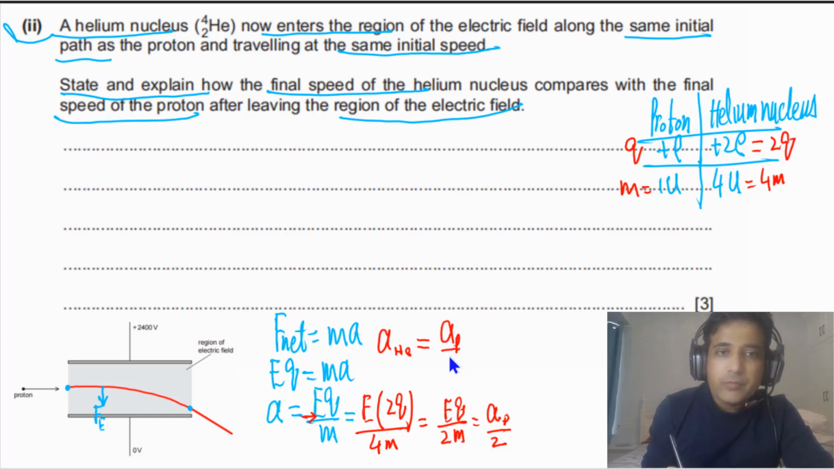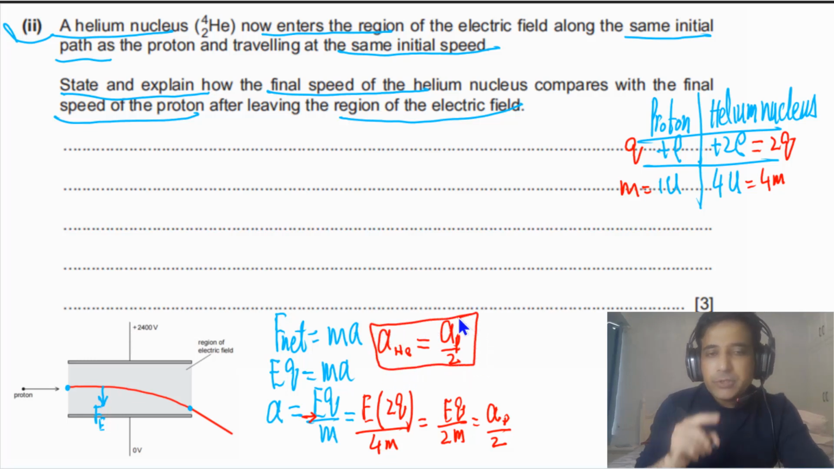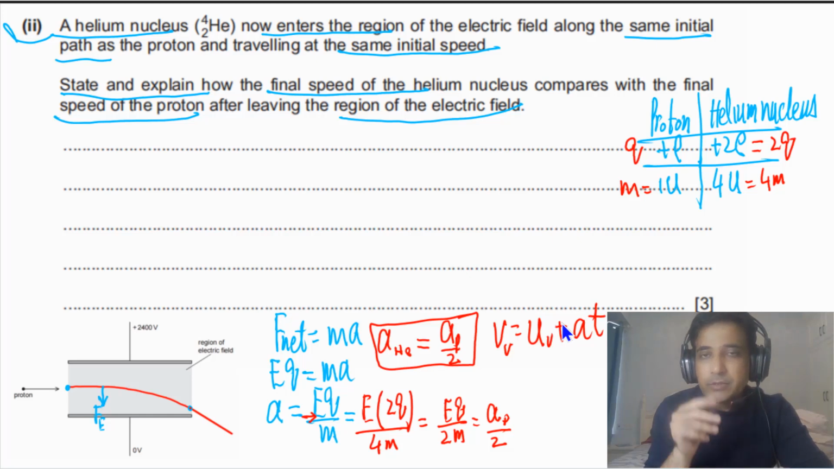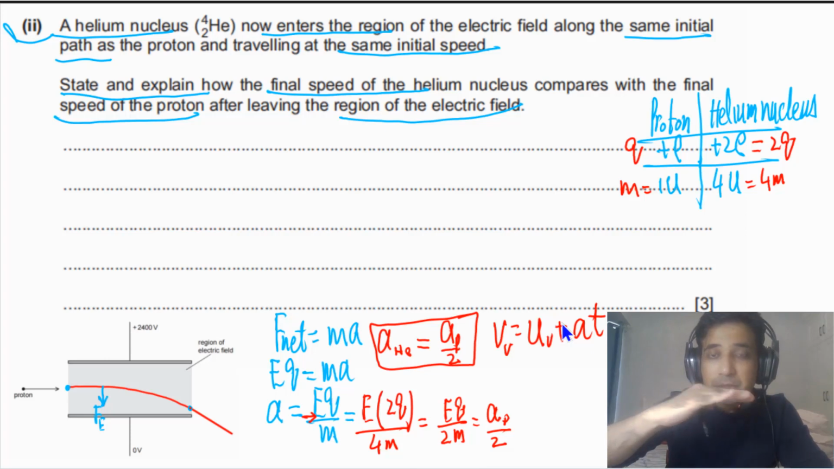If the acceleration of the helium nucleus is half and we look at the final vertical speed, the final vertical speed will be equal to v vertical equals u vertical plus at. These two particles will spend the same amount of time in the field because the horizontal speed is the same. So time is the same, and the initial vertical speed is equal to 0.